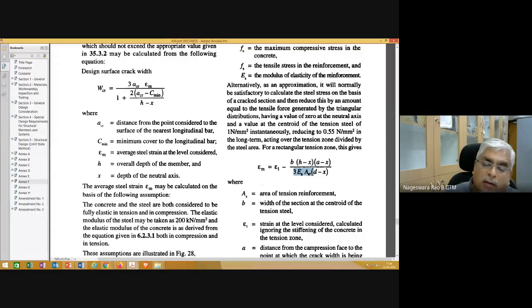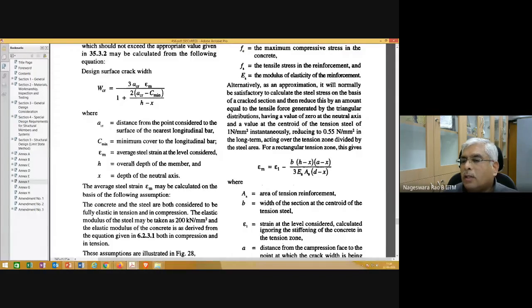As per whatever I have shown you in this slide, epsilon 2 is equal to FCTS divided by 2, times B multiplied by H minus X, divided by ES multiplied by AS multiplied by D minus X. But if you see the correction that is given here, that FCTS divided by 2 is replaced with 1/3.